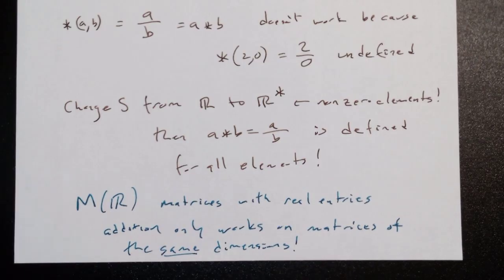So I could talk about adding 2x2 matrices, or 2x6 matrices, or 3x4 matrices, but I can't add a 3x2 matrix and a 1x7 matrix because the dimensions don't line up.